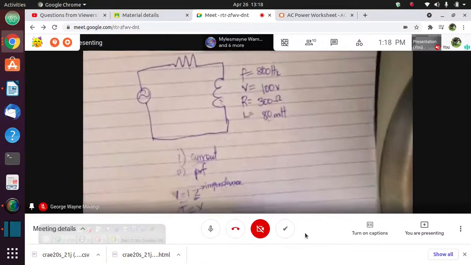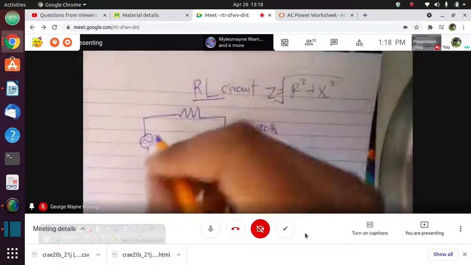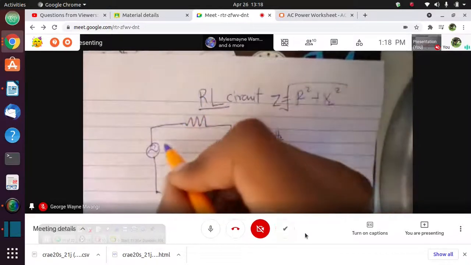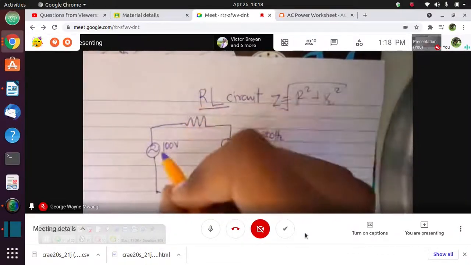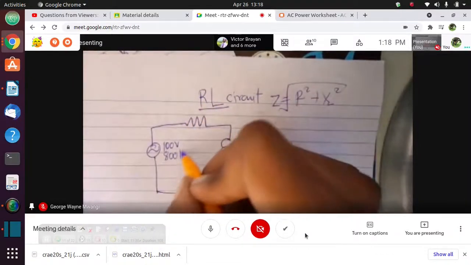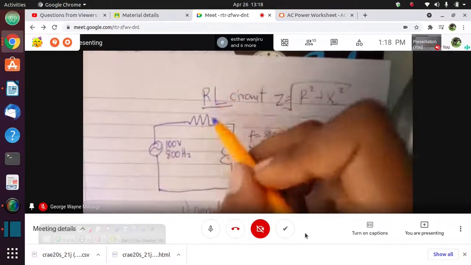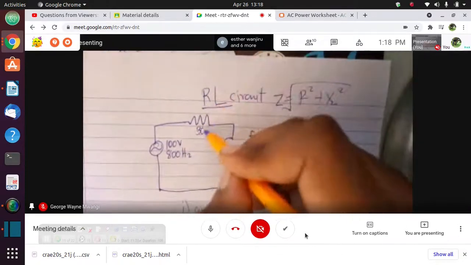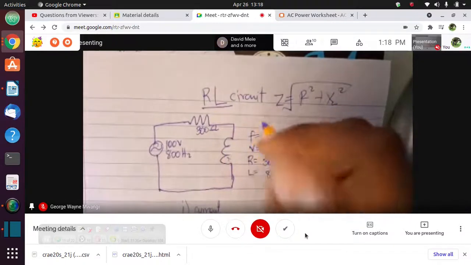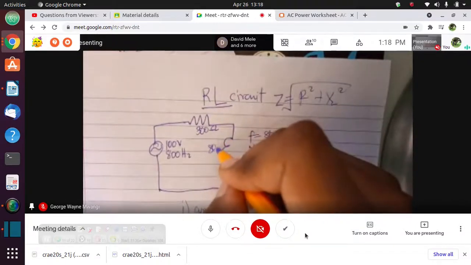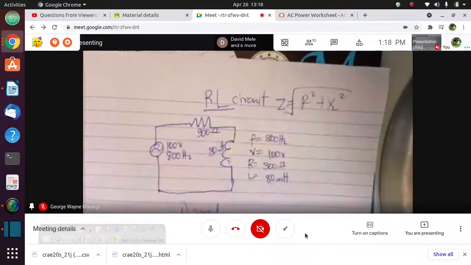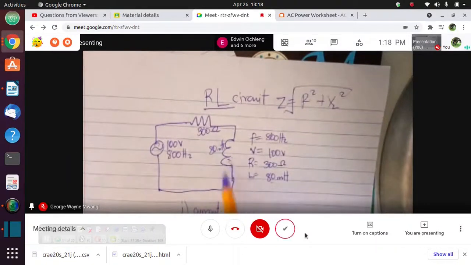For example, you draw the circuit and you are told the voltage source here is 100 volts being supplied at a frequency of 800 hertz. The value of the resistor is 300 ohms. The value of the inductor is 80 millihenry. Remember, in AC circuits we introduced other components, passive components, a capacitor and an inductor.